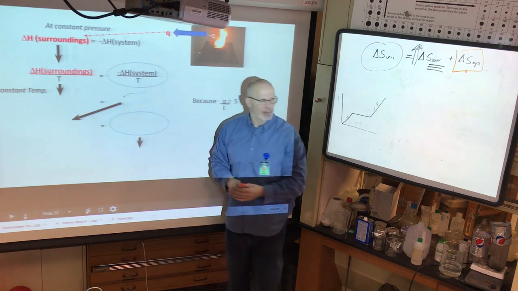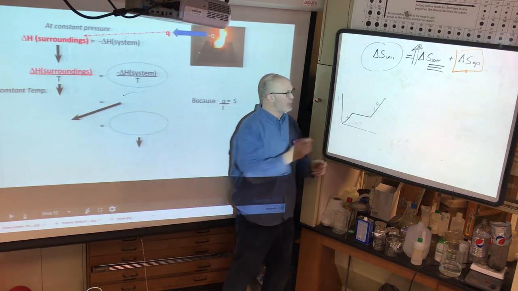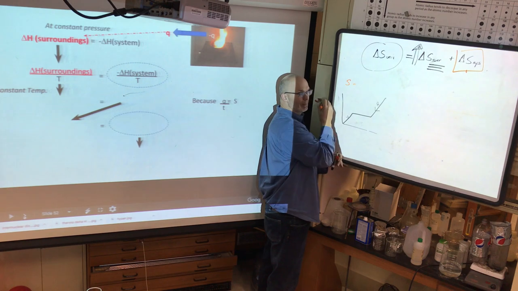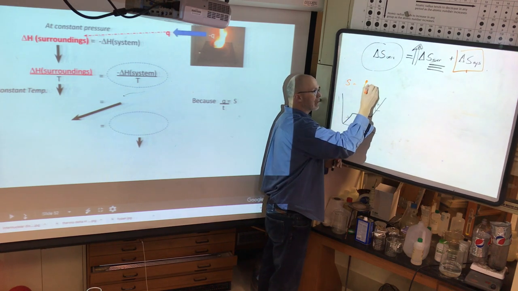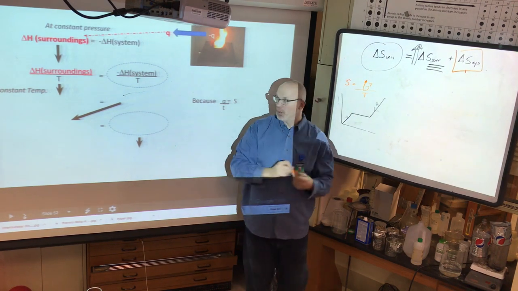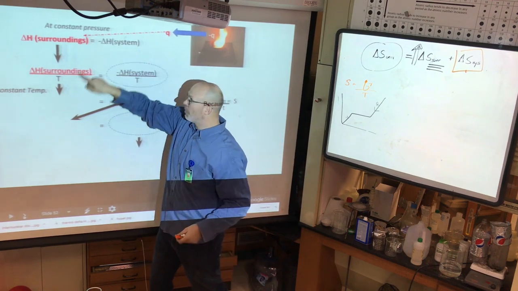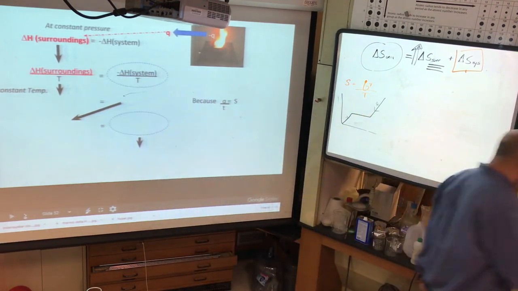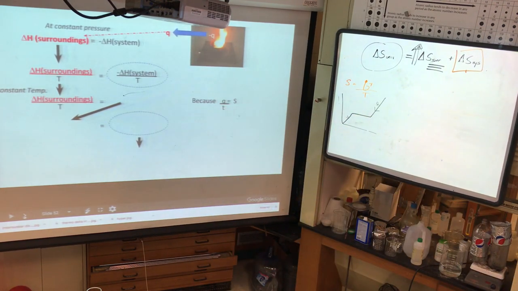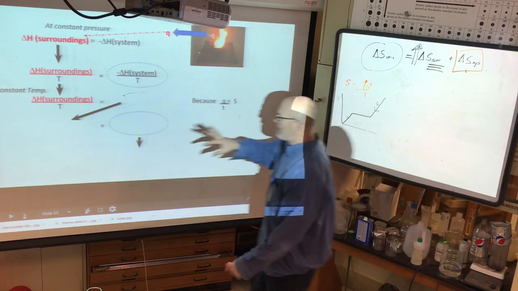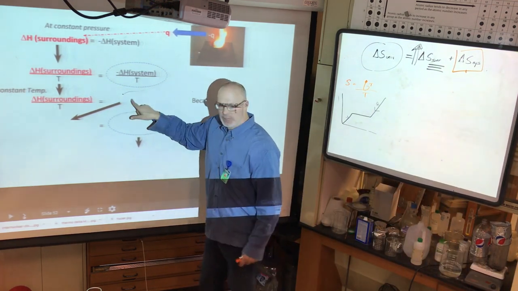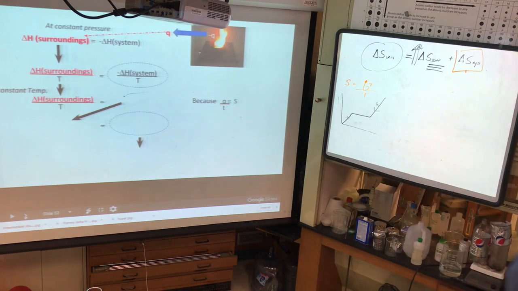Now, what did we learn? We learned that entropy is equal to what? Q over T. Q at constant temperature over T. So because this is really a Q over T, what is that? Entropy. Entropy of the what? Surroundings. Right, so that's equal to the entropy of the surroundings.